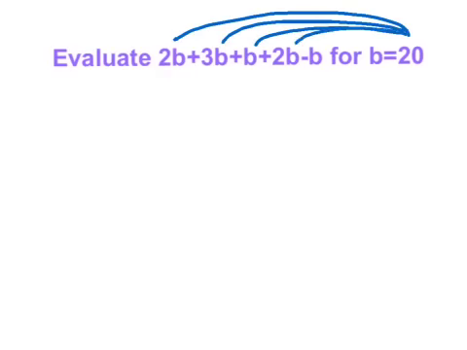So if we had this same expression, 2b plus 3b plus b plus 2b minus b for b equals 20, we could evaluate it by sticking in 20 for b all of these different times. But that would take us a long time and be a little silly. How about if we combine the things that look alike? 2b plus 3b plus b plus 2b minus 1b gives us 7b.